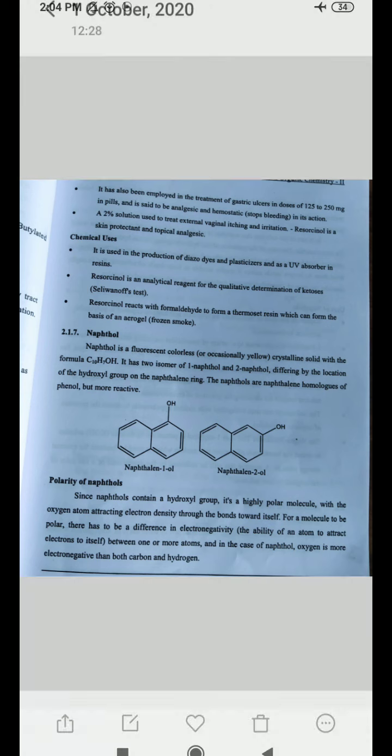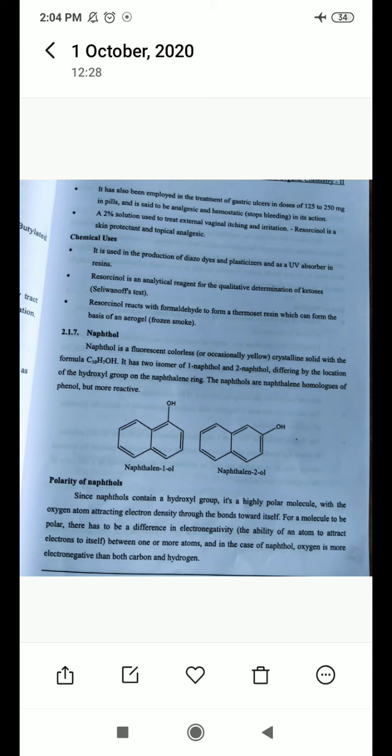What is another use? A 2% solution is used to treat external vaginal itching and irritation. Resorcinol is a skin protectant and topical analgesic. So this can be used for the skin and different infections, as a skin protectant, meaning it protects the skin from different infections, or as a topical analgesic. Topical means we can apply it externally on the body surfaces. This application is only for the external side. It is not to be taken inside the body.